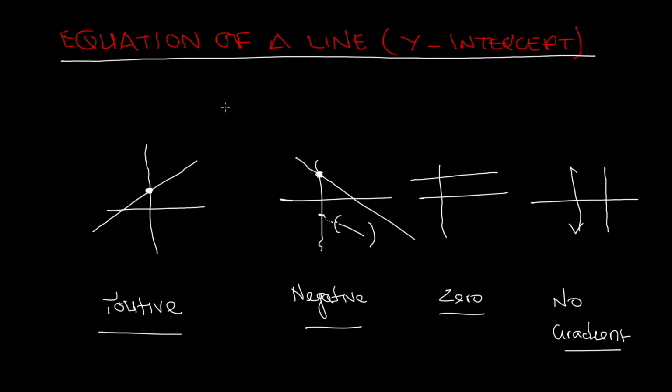So another variation of the equation of a straight line is the equation that uses the intercept. So now let's work it out and see what the general equation of a line going through an intercept is going to be.